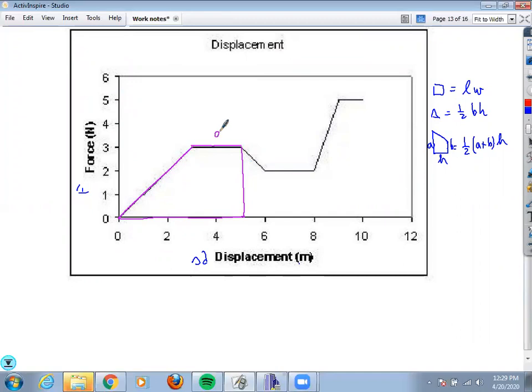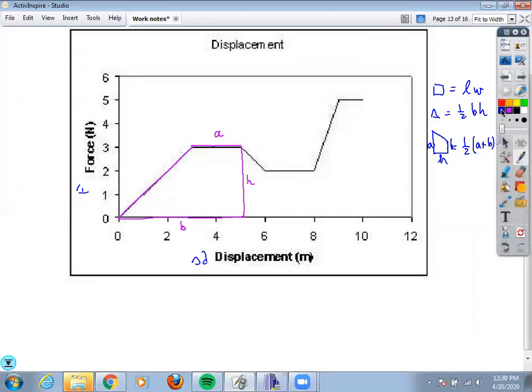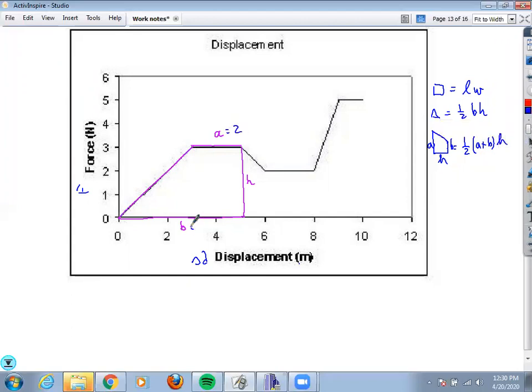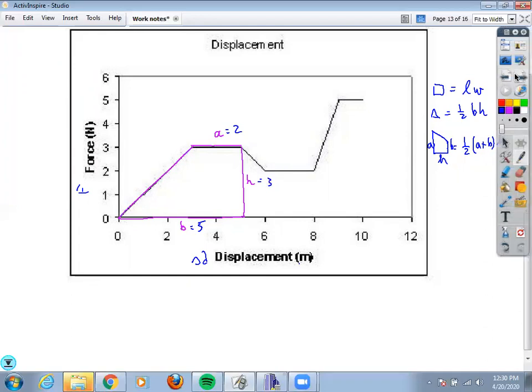trapezoid. So that is side A, that is side B, and that would be the height. And A and B are the parallel sides. So the area is 1/2 A plus B times height. So B would be 5. A, okay, we'd go 5 minus 3. So A would be 2, B would be 5, and the height would be 3. And A and B is the meters for displacement, and height is the force in newtons.